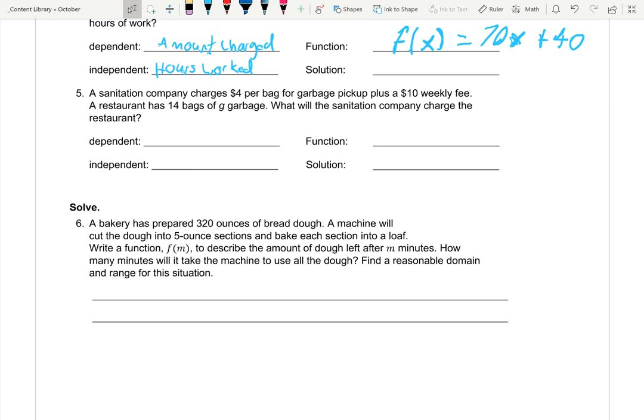So number 5, a sanitation company charges $4 per bag for garbage pickup plus a $10 weekly fee. A restaurant has 14 bags of garbage. What will the sanitation company charge the restaurant? I was confused there for a second why I said 14 bags of G garbage, because G is the variable that represents the number of bags of garbage, but then they already told you it was 14 bags of garbage, so I got kind of confused. But I think I get what they're saying.